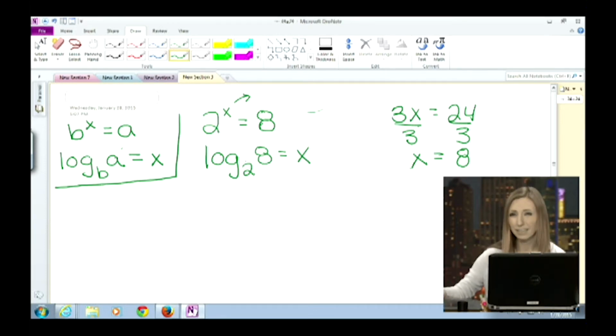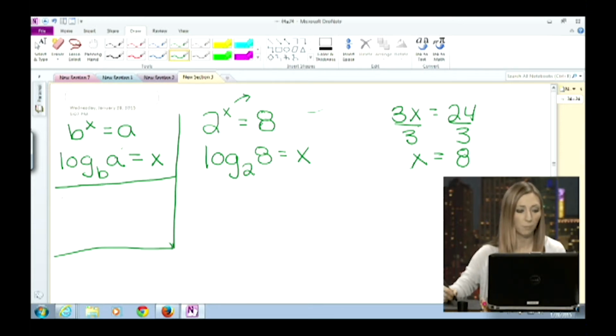You could leave it in this form because technically you've solved for x, but really, log base 2 of 8 doesn't mean much to me. So what you really want to do is calculate that number out. And the way that you would do that is we use a change of base formula, because you can't really type this in on your calculator with a base of 2.